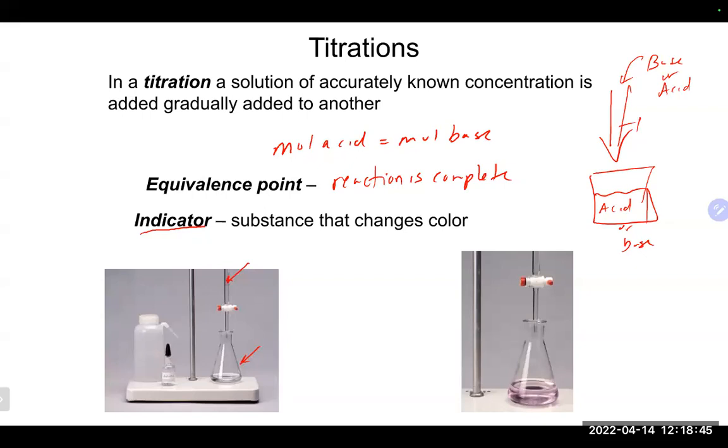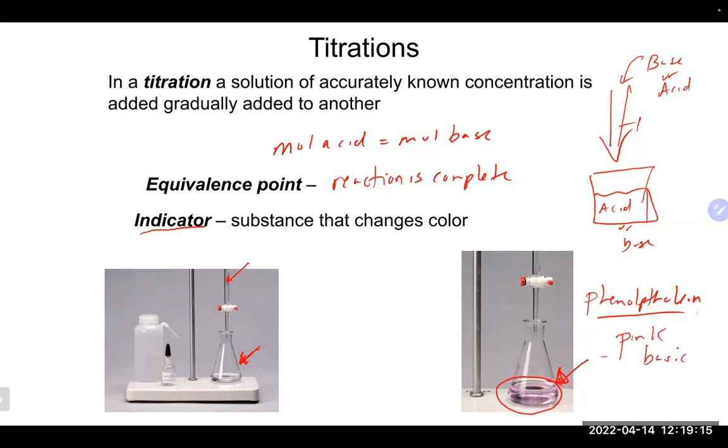To help you identify that point, we oftentimes use an indicator. That is a substance that we can add to the flask that will change color, like here. Probably something like phenolphthalein, which you maybe have used before. Phenolphthalein is colorless in acidic solutions. It's also colorless in neutral solutions, and it turns everybody's favorite color of pink in basic solution.